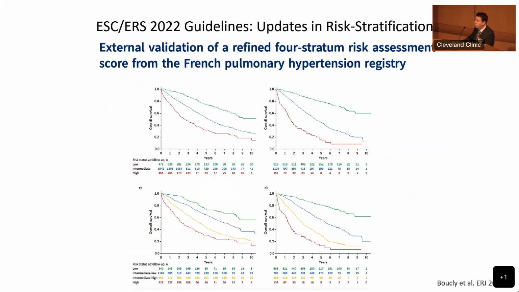This was further validated looking at the French registry, in which they did an external validation using this refined model. You can see the top 2 graphs on the left, and again, we're looking at survival over time. The top 2 are the 3-risk strata model, with the left graph being baseline, the right graph being follow-up. And you can see compared to the 4-risk strata, which is the bottom two graphs, that there was better discrimination and better prognostication, and specifically for that intermediate risk group.